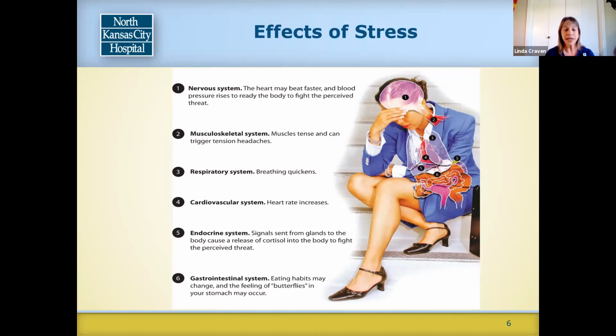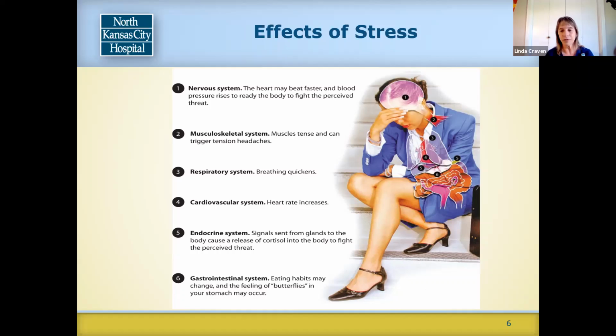So your musculoskeletal system, when we get stressed out, our muscles tense up. And for some people, it can also trigger tension headaches. The respiratory system, our breathing quickens, which I think mine's probably doing right now. I'm a little anxious over this, but we're going to get through it. Cardiovascular system, your heart rate increases when you're stressed. And the endocrine system signals glands in the body to release one of the hormones called cortisone. It's released into the body.